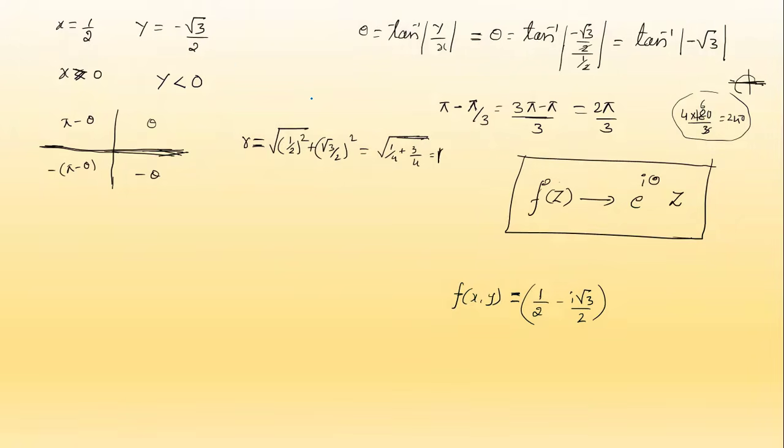Now points are 1 by 2, minus root 3 by 2. We know that theta is equal to tan inverse of y by x, which is tan inverse of minus root 3 by 2 divided by 1 by 2. That means tan inverse of root 3 here.